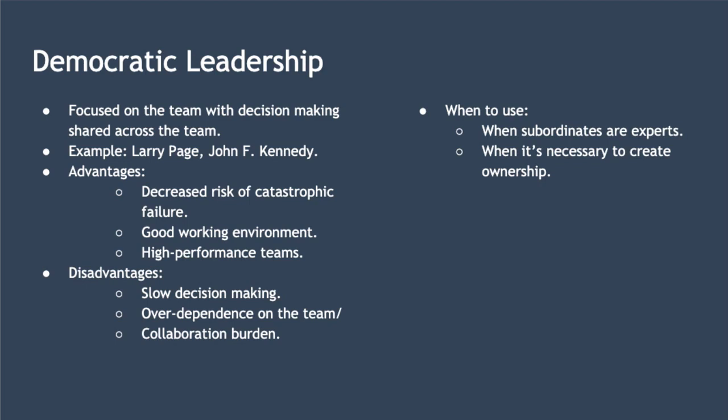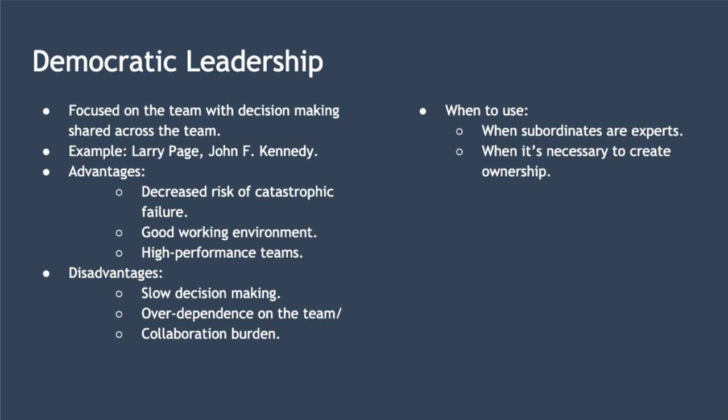Now, democratic leaders expect their subordinates to have in-depth experience and to be self-confident. And examples of democratic leaders include John F. Kennedy and Larry Page. Now, advantages of this style include there is a decreased risk of catastrophic failure. So as decisions are made with the involvement of the entire group, it provides a kind of a group sanity check, meaning the leader is less likely to make a disastrous decision. It creates a good working environment as subordinates at all levels can feel engaged in decision making. It creates high performance teams.